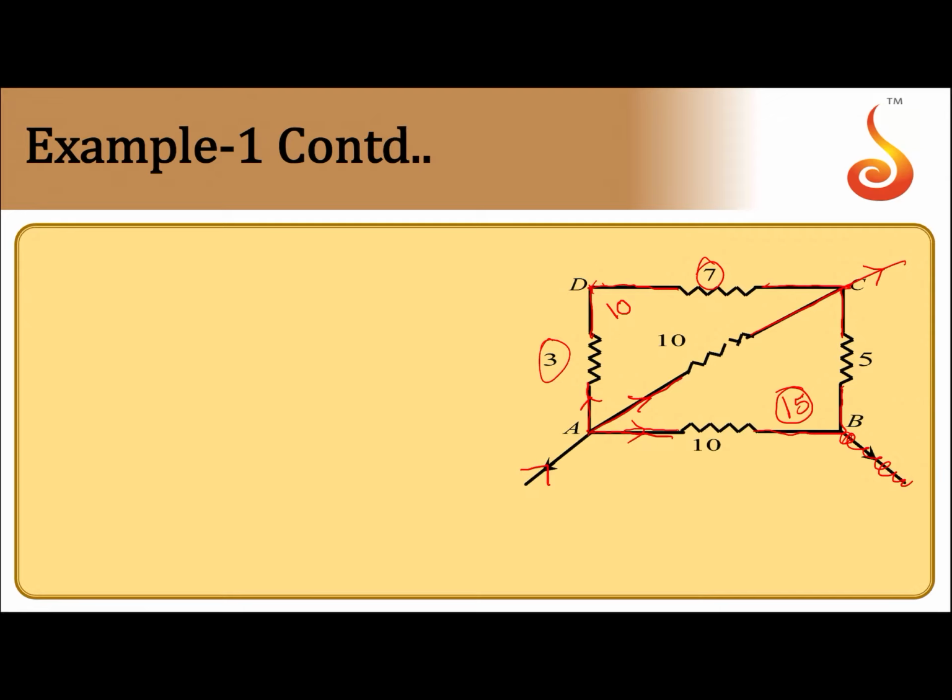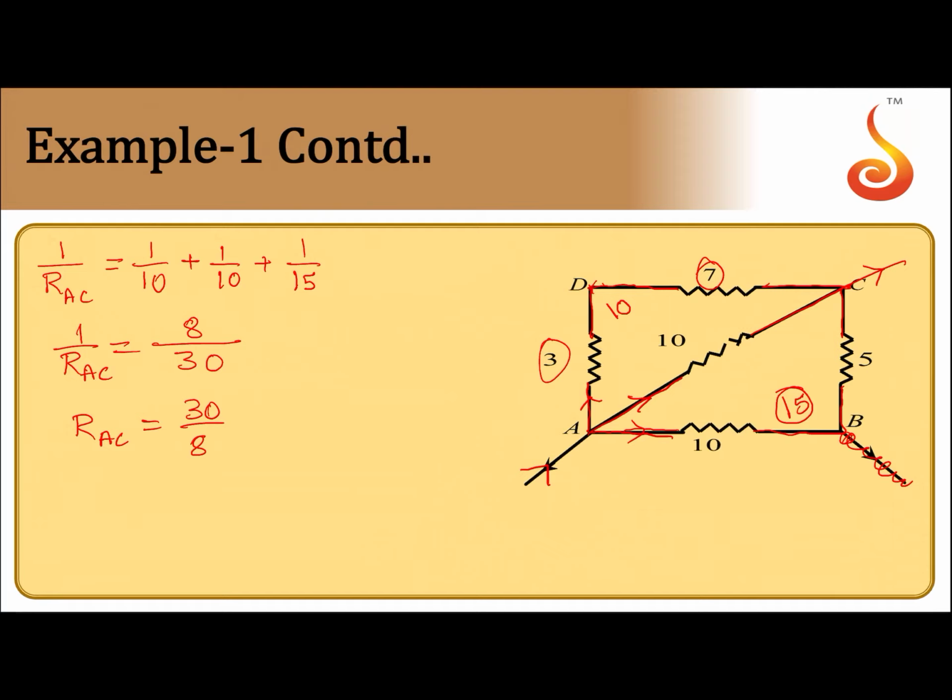Now, 10, 10, 15 are in parallel. So, effective resistance between A and C, if I call it as RAC, 1 by RAC should be 1 by 10 plus 1 by 10 plus 1 by 15. So, LCM will be 30. So, it will be 3 plus 3, 6, 6 plus 2, 8. 1 by RAC is equal to 8 by 30. RAC is equal to 30 by 8. So, 30 by 8 is 15 by 4, that is 3.75 ohm.